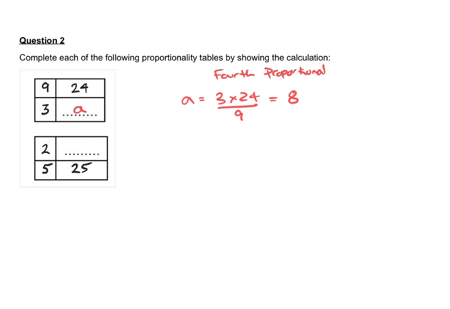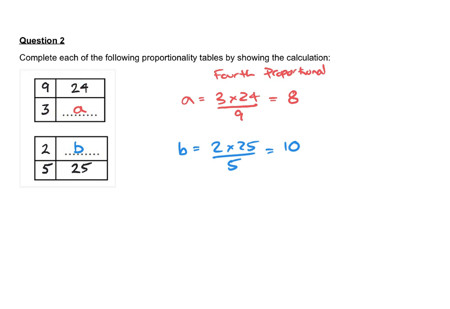For the second one, I'm going to call the missing value B. And B is found by multiplying the two numbers that are diagonal and dividing by the third value. So B equals 2 multiplied by 25 divided by 5, and when I work that through, I get the answer of 10. Make a note, it doesn't matter where my unknown is.